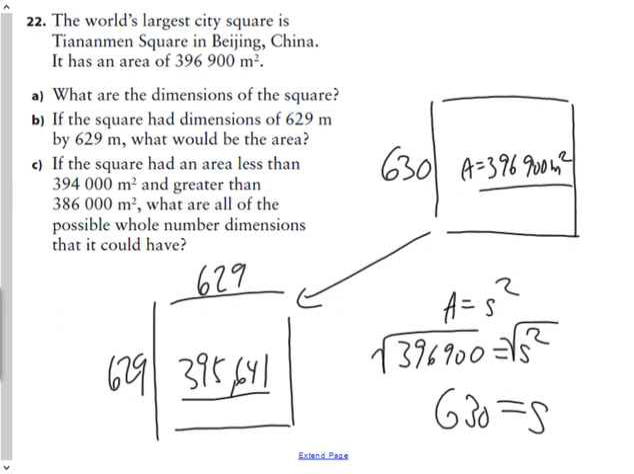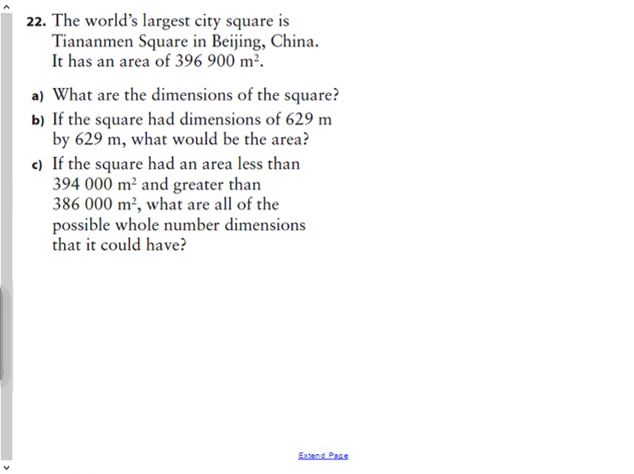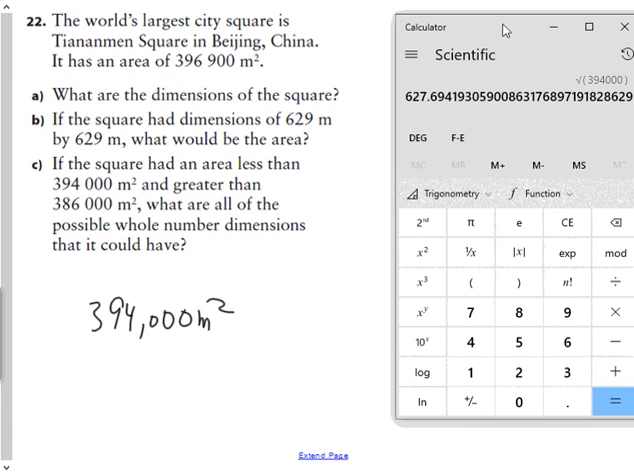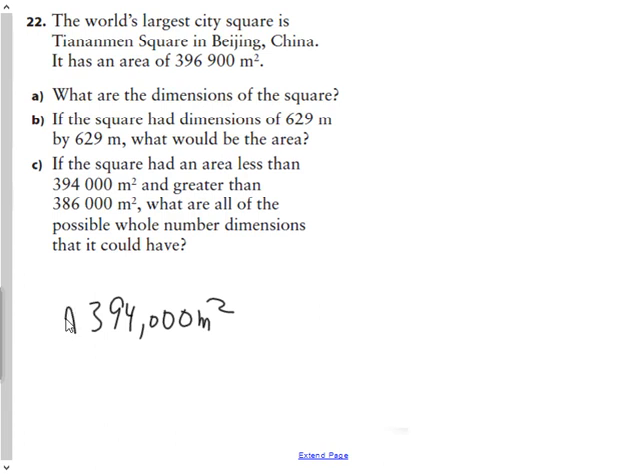And if the square had an area less than 394,000 meters squared and greater than 386,000 meters squared, what are all of the possible dimensions that it could have? So what we're going to say is, what if it was 394,000 meters squared? I'm going to take my calculator and square root it. I'm going to get roughly 627.6 meters if it was that. So it has to be less than that.